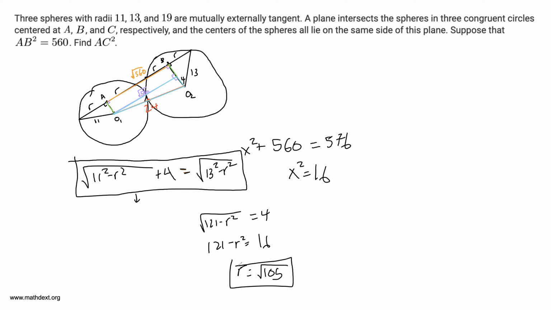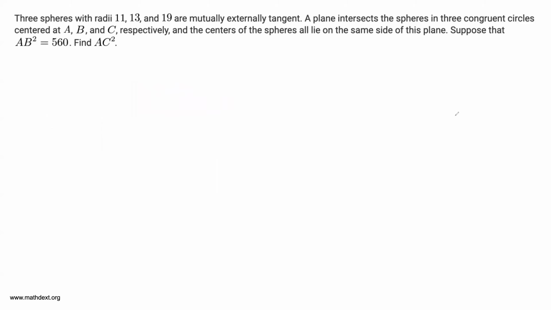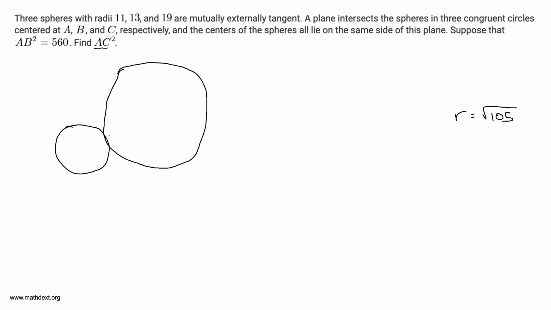And we can use this radius to help us find AC using essentially the reverse of what we did here. So I am going to clear all of this except r is equal to root 105. And this time, I'm going to draw a different cross section. We have our r, and we want to find our AC squared. How are we going to find our AC squared? Well, I'm going to say A is in the sphere with radius 11, C is in the sphere with radius 19. I'm just going to draw those two. So this is the smaller sphere, and this is the larger sphere over here. And they're tangent here.